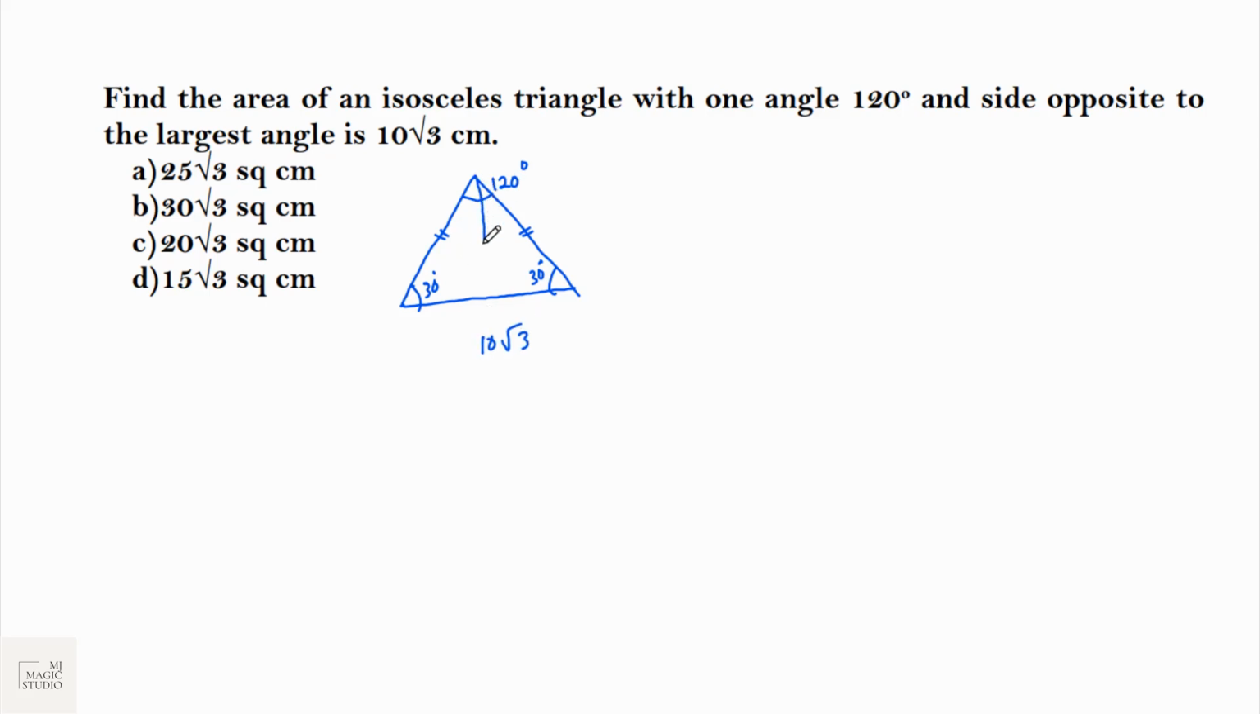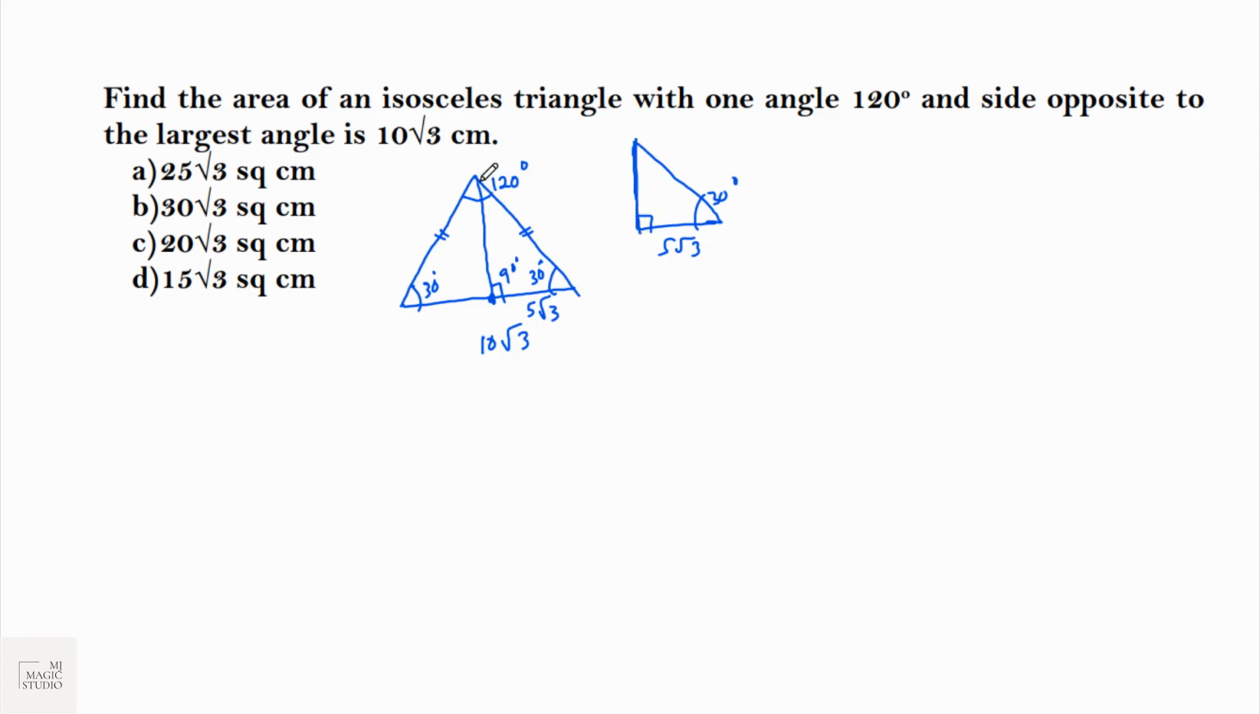So if I drop a perpendicular from the vertex on this uncommon side, it will be meeting at the midpoint of the side. That is the regular property of isosceles triangle. So this is 90 degree. This is 5 root 3. So we have a 90 degree triangle. 90 degree, 30 degree, this is 5 root 3.